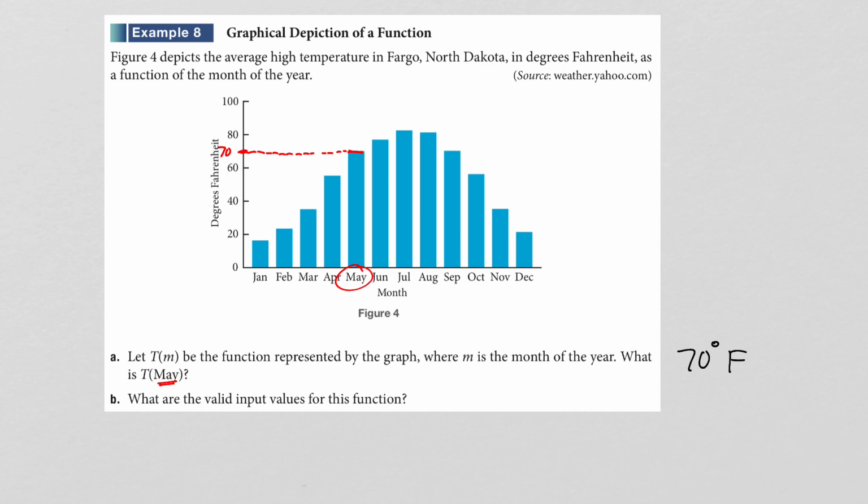And notice that I can't give a precise value here because when you're looking at a graph, you just can't always give precision. And then for part B, it says, what are the valid input values for this function? Well, the input values are the values of the independent variable, and those are simply the months of the year. Okay, so January, February, March, April, May, June, July, August, September, October, November, December, those are the input values for this function.